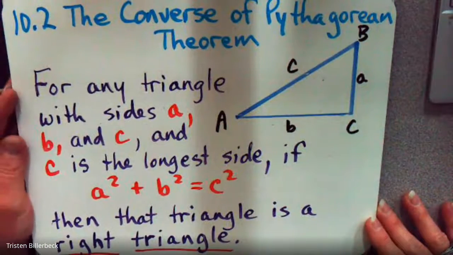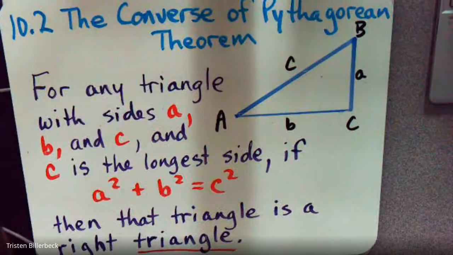We're going to talk about 10.2, the converse of the Pythagorean theorem. And what converse means is the opposite. So if this is so, then so is this. Do you get that? So if A equals B, then we know B equals A.